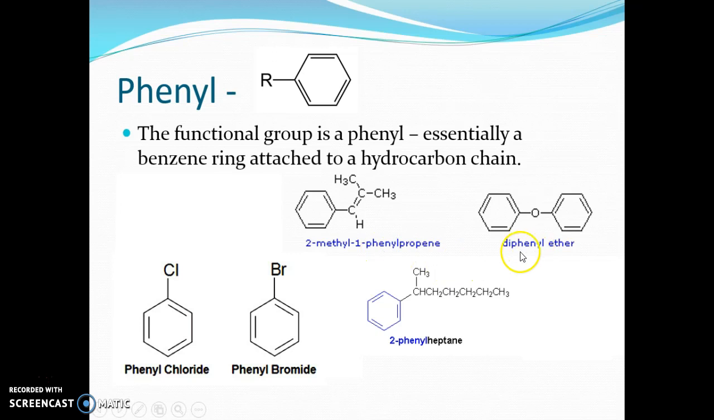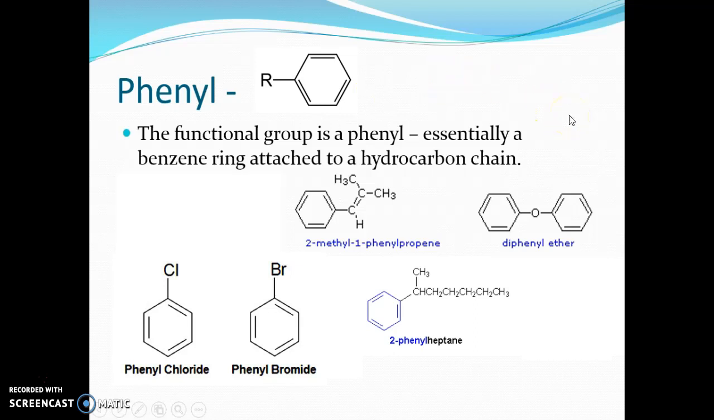2-methyl-1-phenylpropene, diphenyl ether, 2-phenylheptane, 1, 2, 3, 4, 5, 6, 7. There's the heptane. It's on the second carbon. Remember, we want these numbers to be as low as possible. 2-methyl-1-phenylpropene. Again, we want the numbers to be as low as possible. Phenyl bromide, phenyl chloride. So you see phenyl groups, I'm sorry, not double bonded, the benzene type ring, alternating double and single bonds.